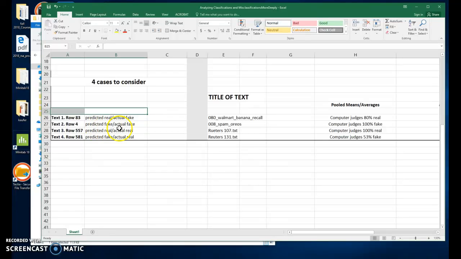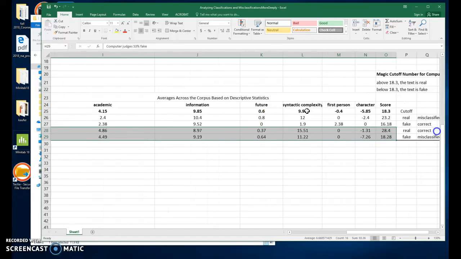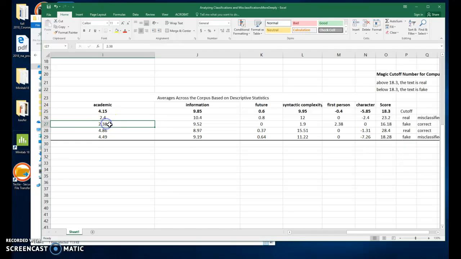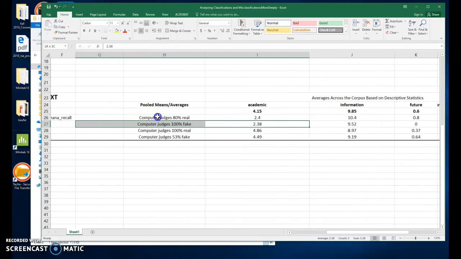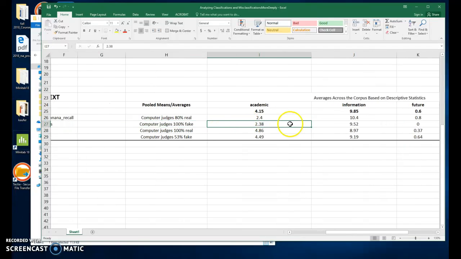Text 2 I want you to look at is in the fake news pile, 0.008 spam Oreos. The computer thought it was 100%. It was confident it was 100% fake, and it is actually fake. And if you go here and you chug in the numbers for the equation, you'll find these numbers when you go to STV.